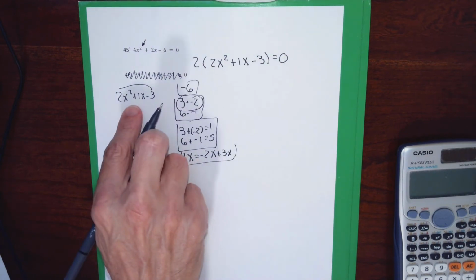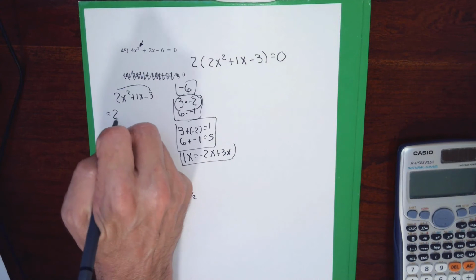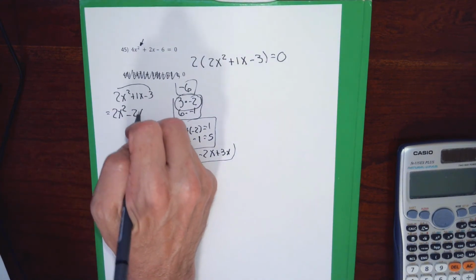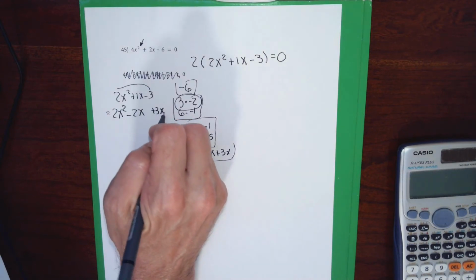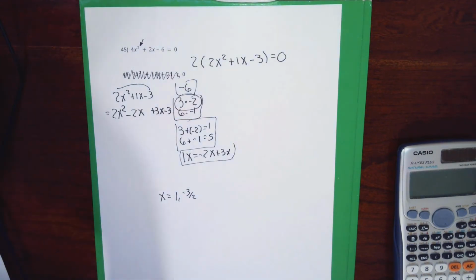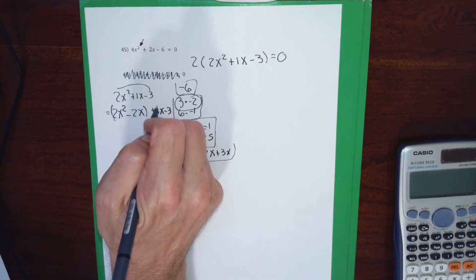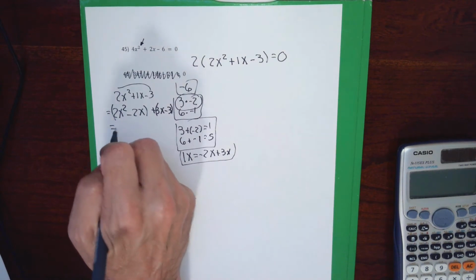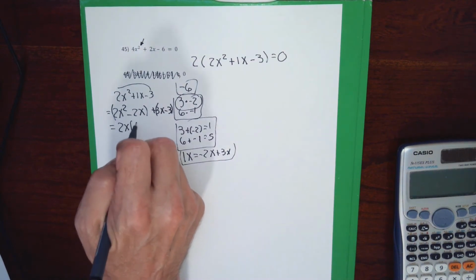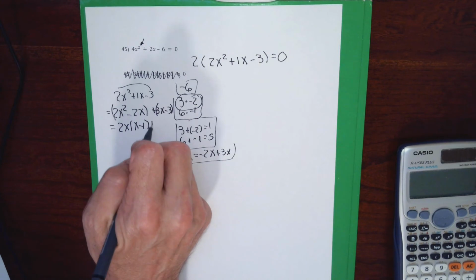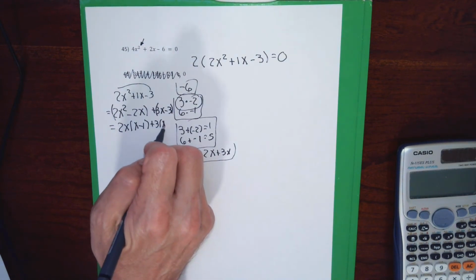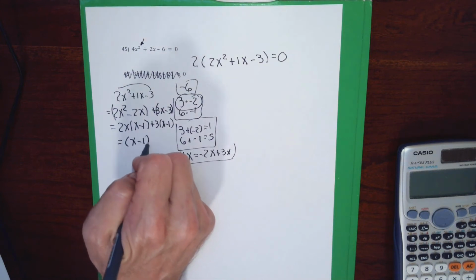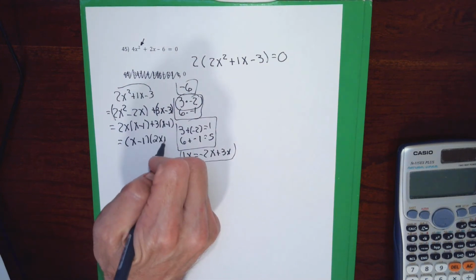So in my efforts to factor this, I'm going to write this as 2x squared minus 2x plus 3x minus 3, parentheses, parentheses, first parentheses factor out a 2x, second parentheses factor out a 3, write the common parentheses and what's in front of the common parentheses.